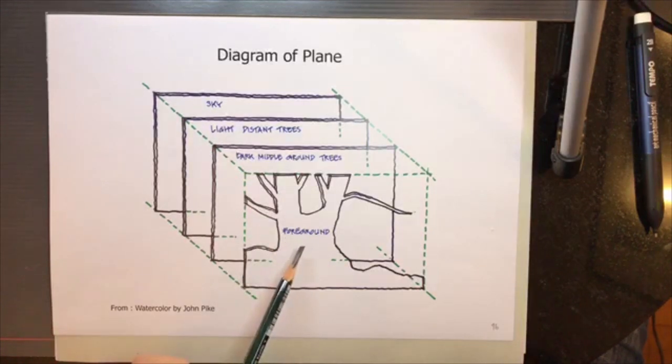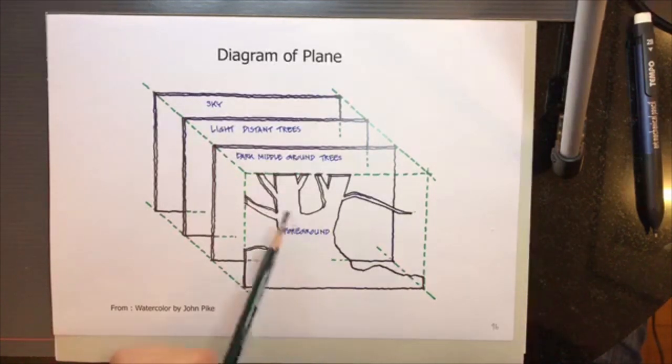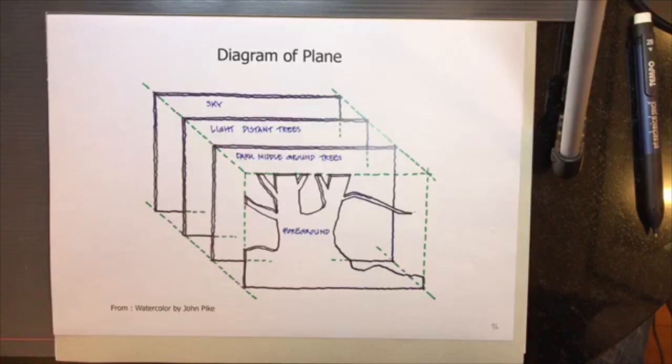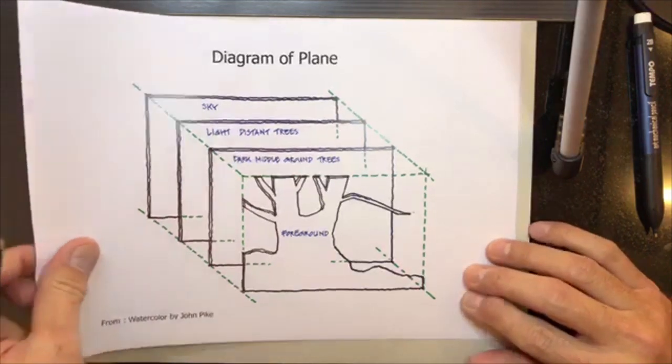Foreground in Vietnamese is cảnh trước, right? Cảnh giữa, cảnh sau. The nice sketch should have three or four layers like this.